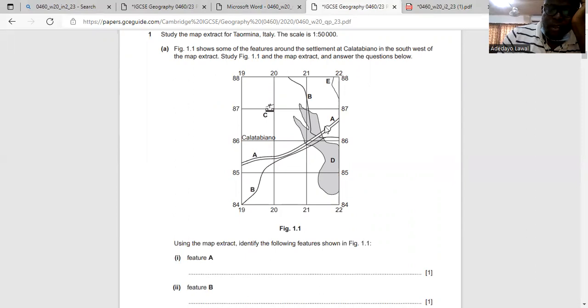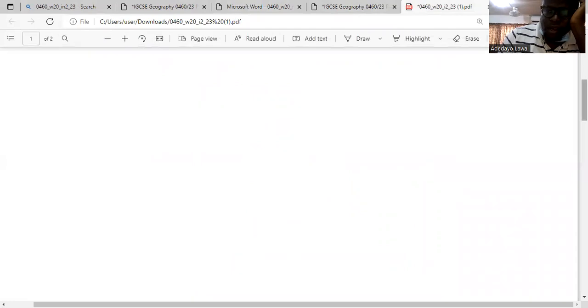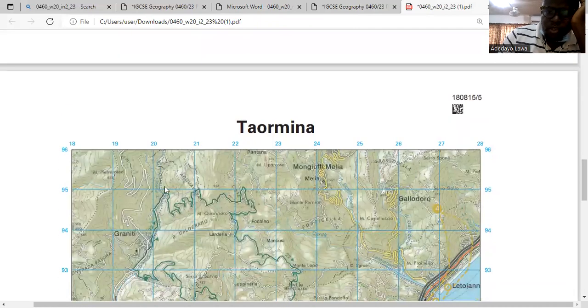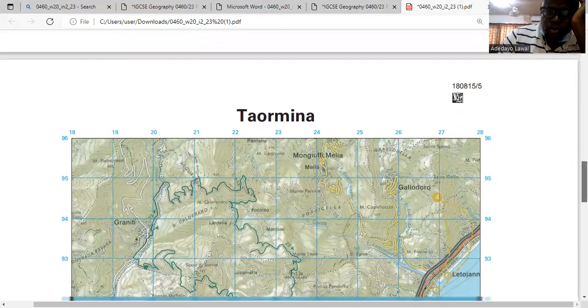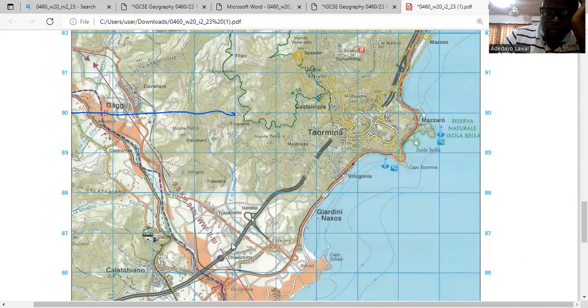For feature A, the grid reference is 21, 8, 86, 7. 21, 8 is 21 here, then moving 8, then 86, 7. So if I go into my map, what do I have at 21, 8, 86, 7? This is 21 here. Let me scroll down. So 21, 8, 86, 7. This is it.